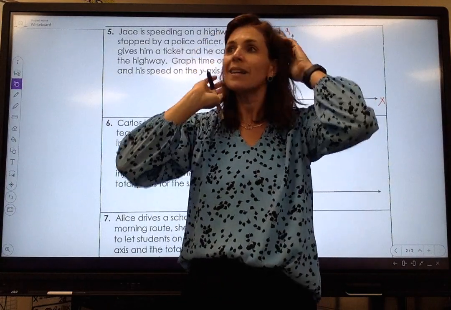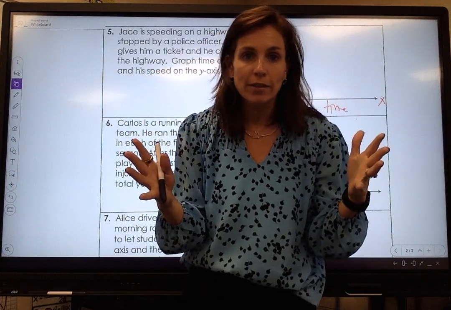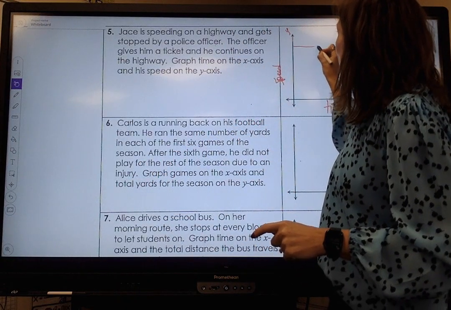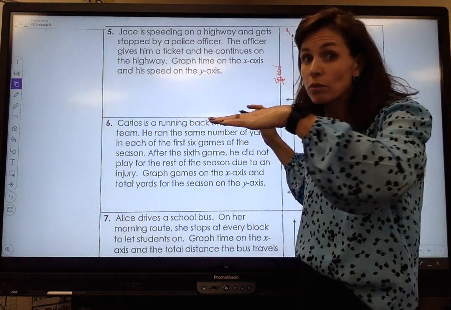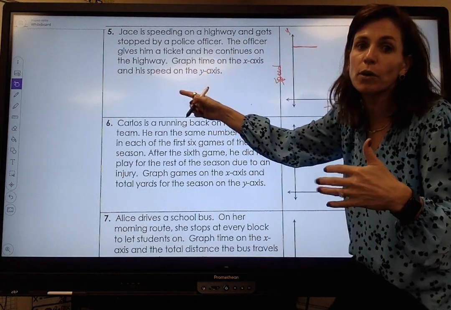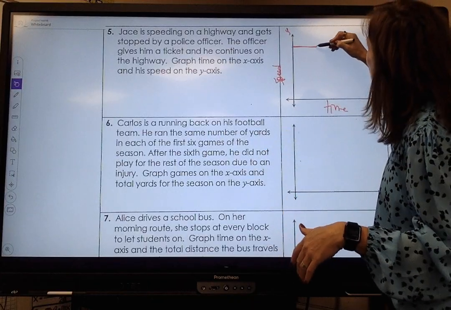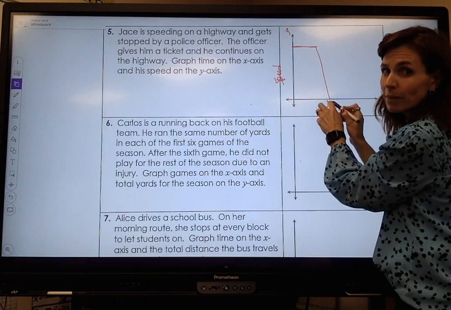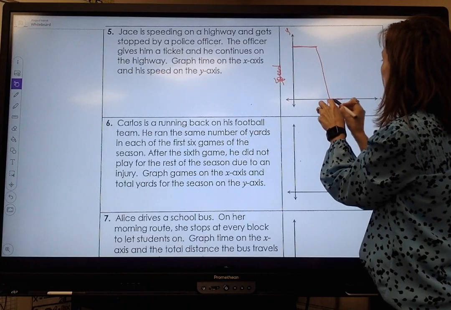If you're speeding, let's say you're going 120 miles an hour, okay? This is speed. So Jace is speeding. He's staying at a steady rate, 125 miles an hour, that's a steady rate. And then finally a cop car comes and pulls him over. Well, his speed is quickly going to go down to 0. He better not be speeding, so he's going to stop, talk to the policeman.